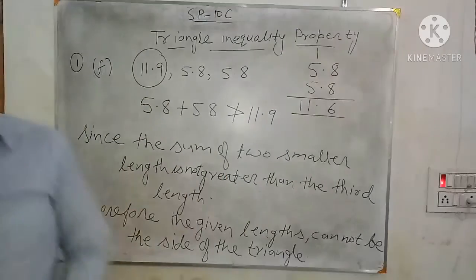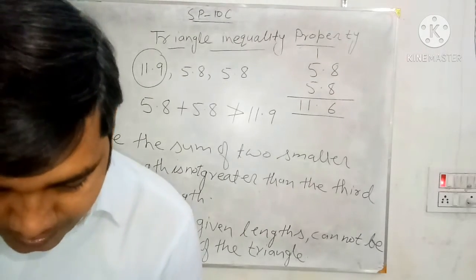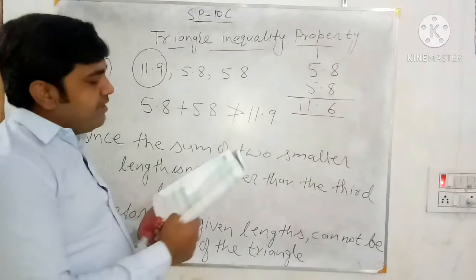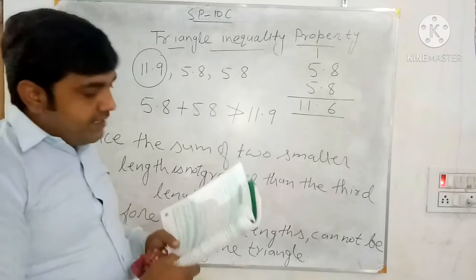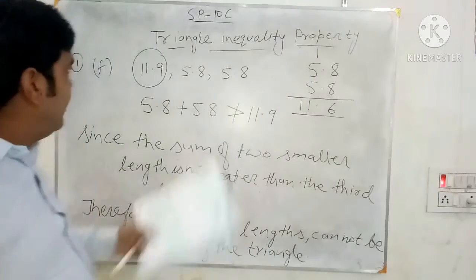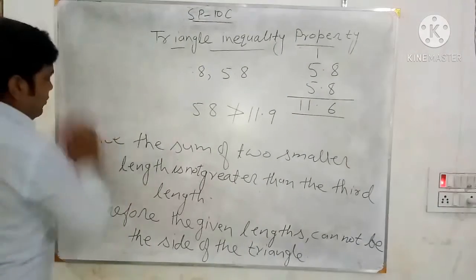That is it. Now we move to the next question, question number 2. Here in question G, the length is given in terms of the variable x. By substituting the value x equals 5, you can calculate the given lengths. Let's see 2G also.